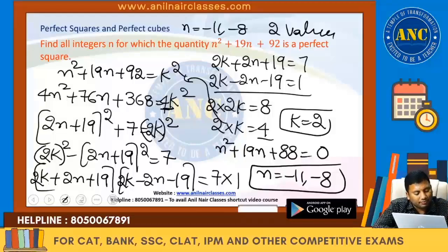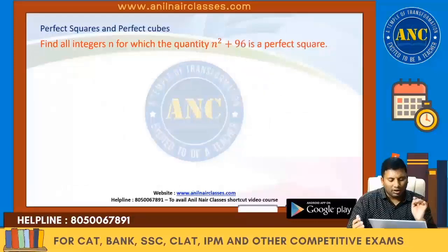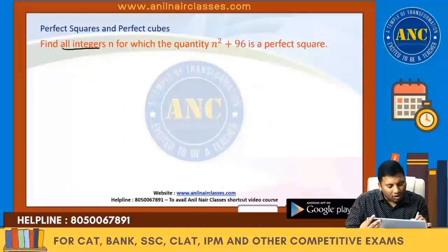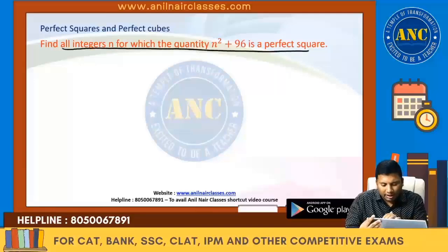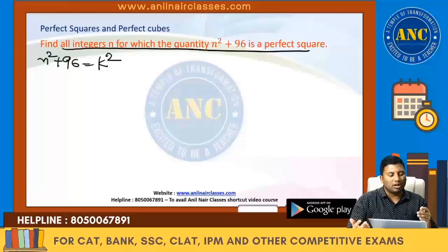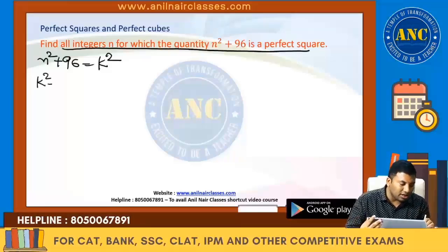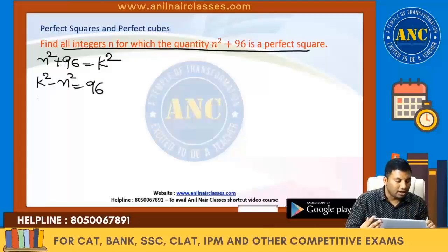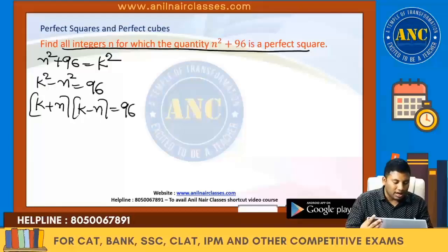Another question. Now if you see this question, find all the integers for which the quantity n square plus 96 is a perfect square. N square plus 96 should be a perfect square. Most of the students, what they do is, they will keep factorizing it. K square minus n square equivalent to 96. K square minus n square is k plus n into k minus n equivalent to 96. I will stop it here.